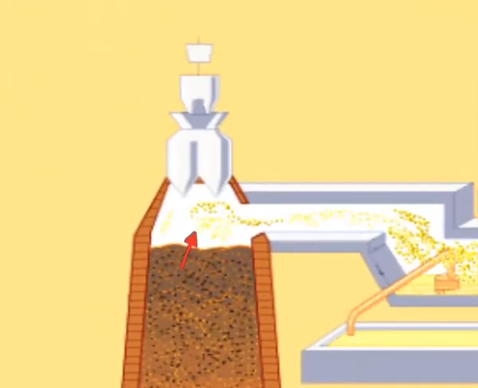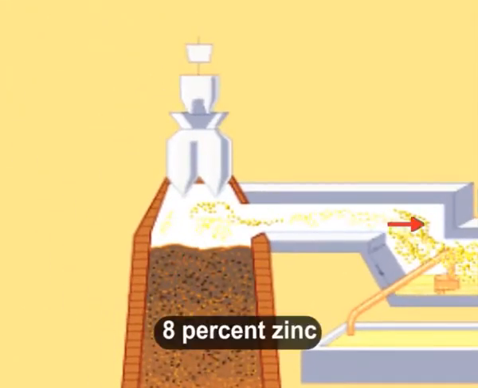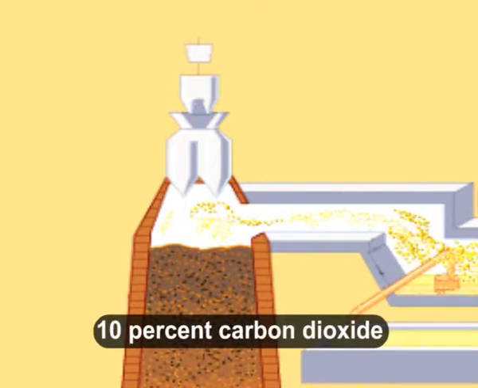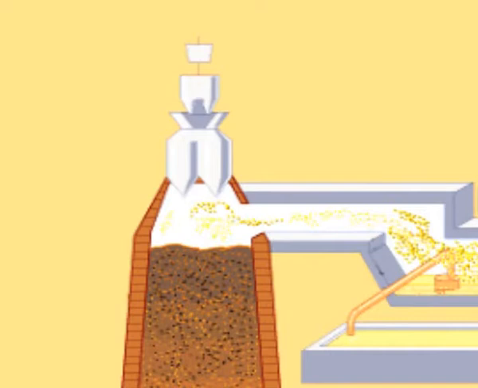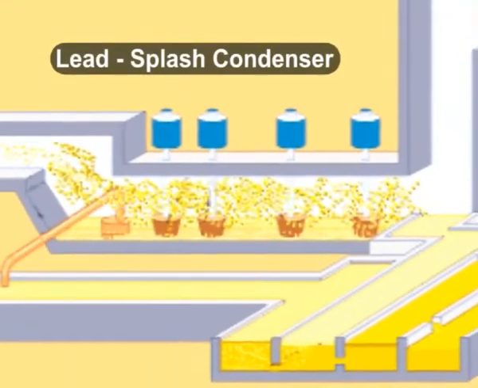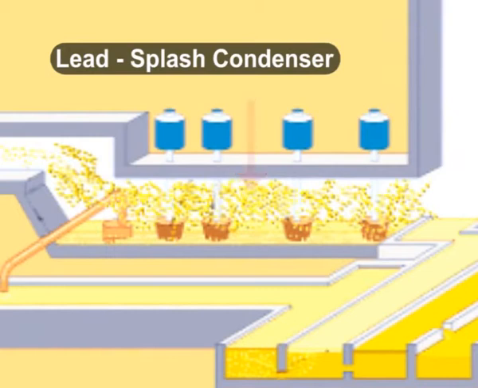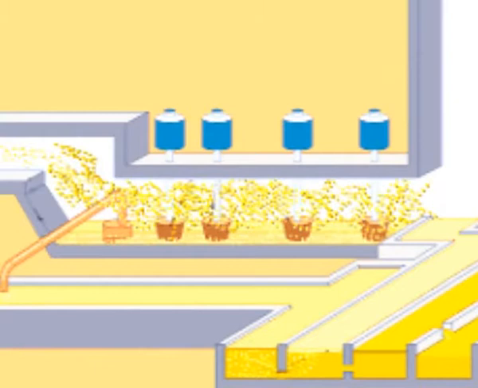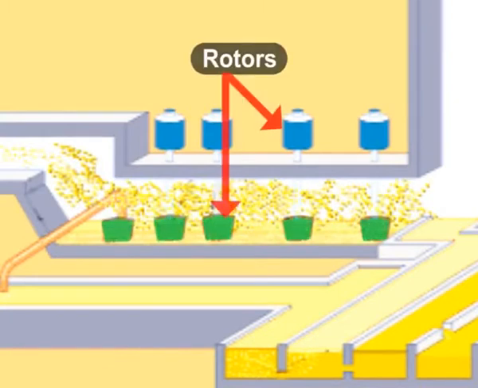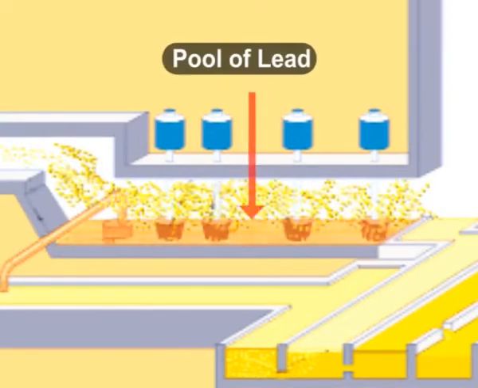The gas stream containing 8% zinc, 10% carbon dioxide and 20% carbon monoxide is directed from the upper shaft to a lead splash condenser, a chamber in which an intense shower of lead droplets is thrown up by rotors revolving in a pool of molten lead.